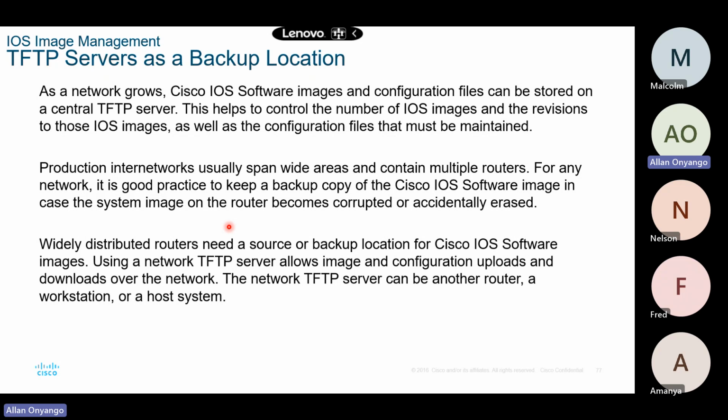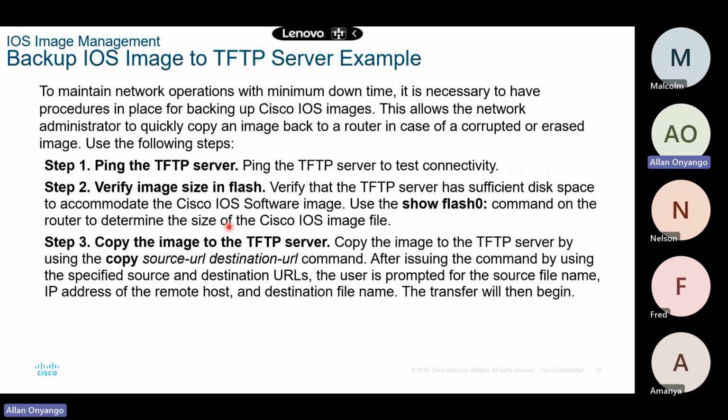So the TFTP server can just be another router, or it could be a workstation, or just any other host device within your network. To back up your image files and to maintain operations within a network without any downtime, it's necessary to have some of these procedures well laid down. This is going to allow you to quickly copy an image back to your router and to keep the network going whenever there's a problem.